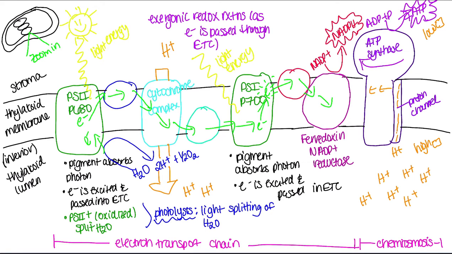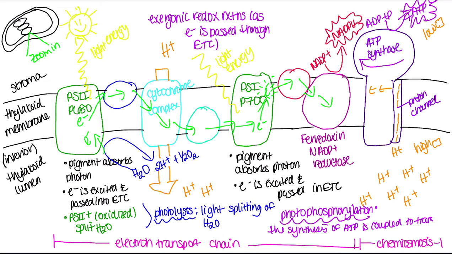And because scientists have to have a special name for absolutely everything, the process of making ATP in this fashion has a special name, and that special name is called photophosphorylation. So in aerobic respiration, we called it oxidative phosphorylation. In photosynthesis, we call it photophosphorylation. And photophosphorylation simply means that the synthesis of ATP is coupled to the transport of electrons that were energized by light.